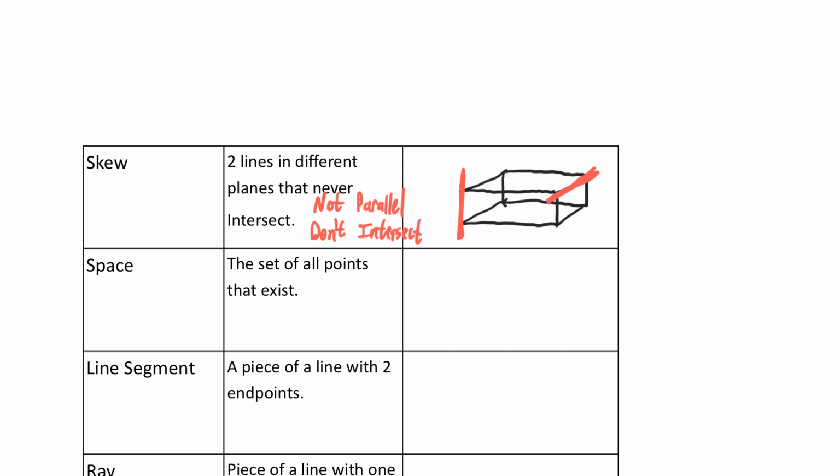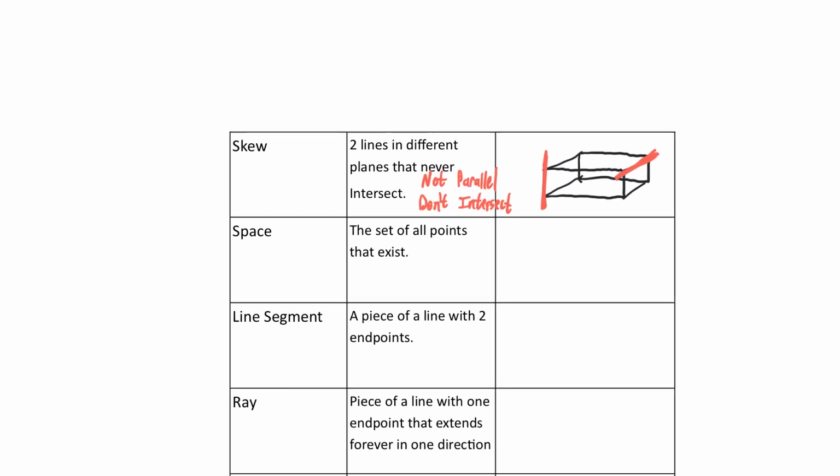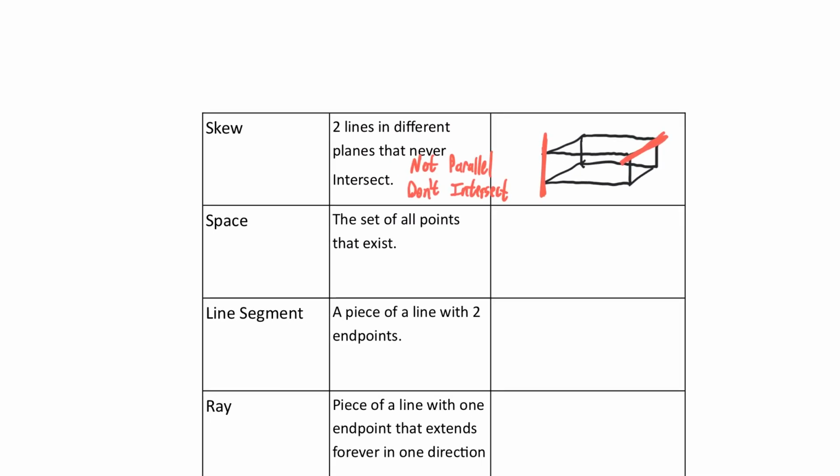All right. Next thing is space. So what is space? It's every single point that exists. So it's all the points in this room. It's all the points outside of here. It's all the points in the entire universe. So I have no idea how to draw that, so we're just going to leave it blank and just say it's everything.